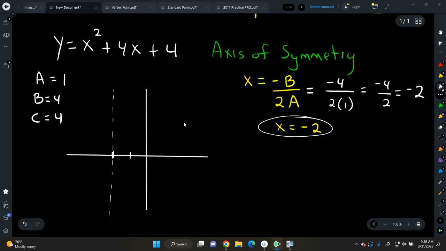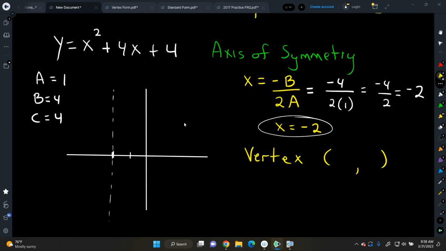Okay. Now, what did we learn about the vertex? The vertex is going to be a point. And what do we know about part of that point? Where's the x value come from? The axis of symmetry. So what's the x part of my vertex? Negative 2.